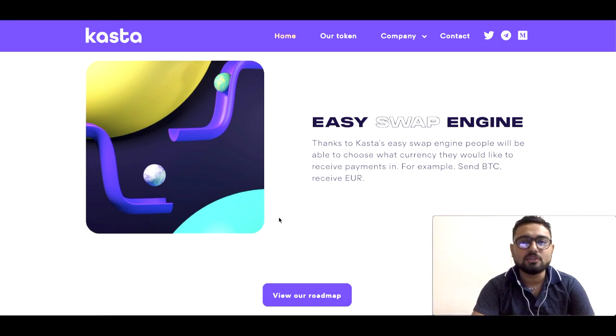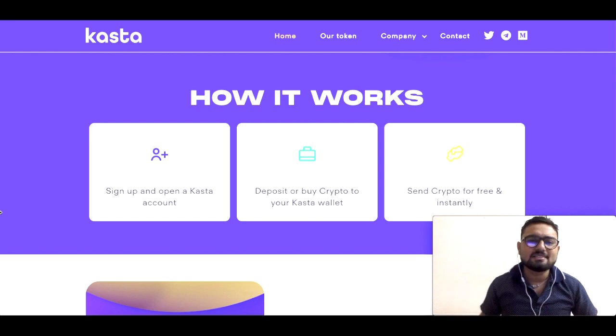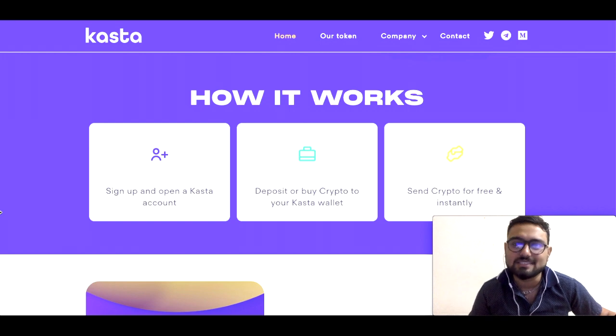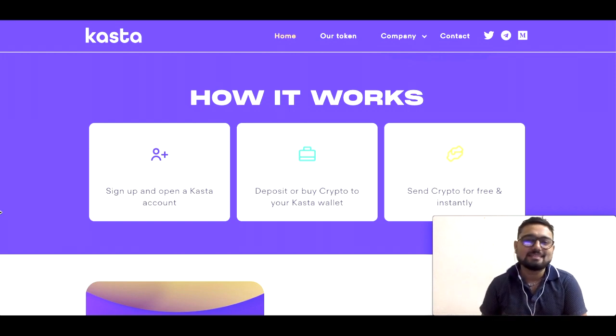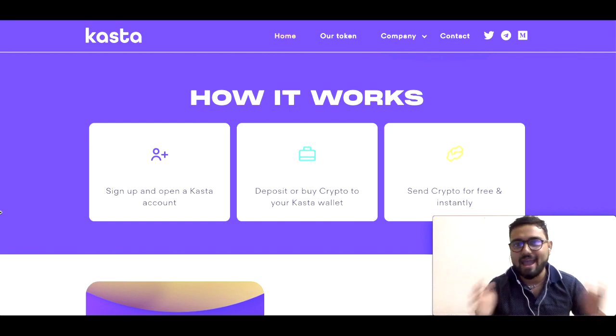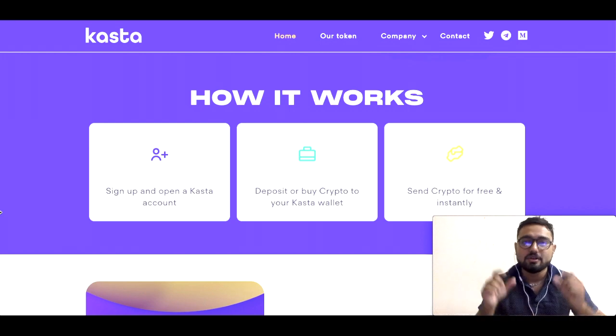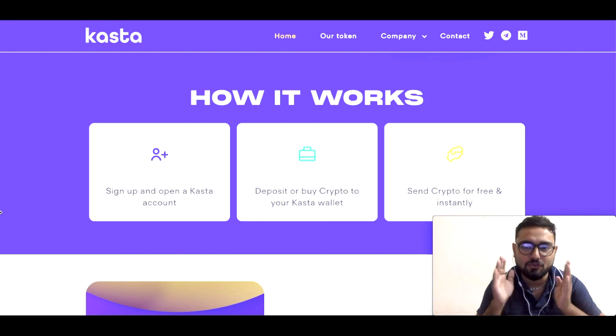Now, how you can use Kasta? Let's take a quick look on that. It's very easy. You can just sign up and open a Kasta account, deposit or buy crypto to your Kasta wallet, and then you can easily send crypto for free and instantly, right? So the key word here is that you can send tokens for absolutely free of cost.